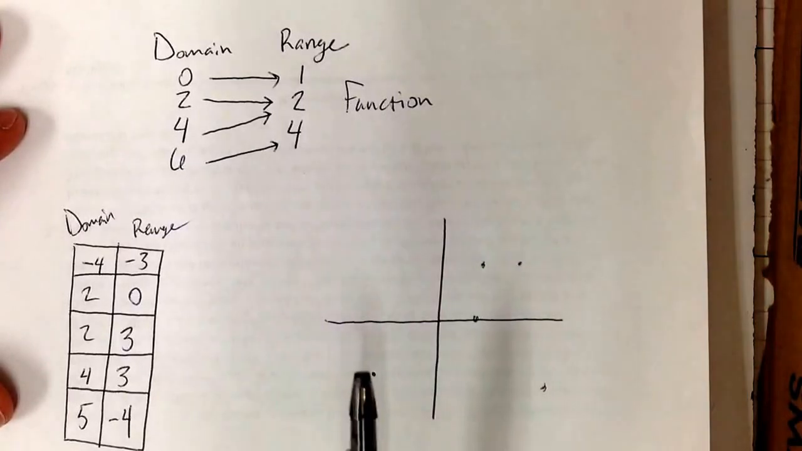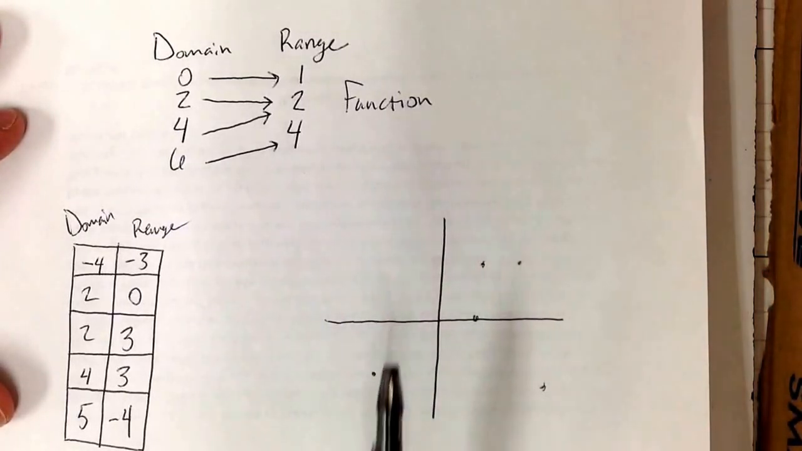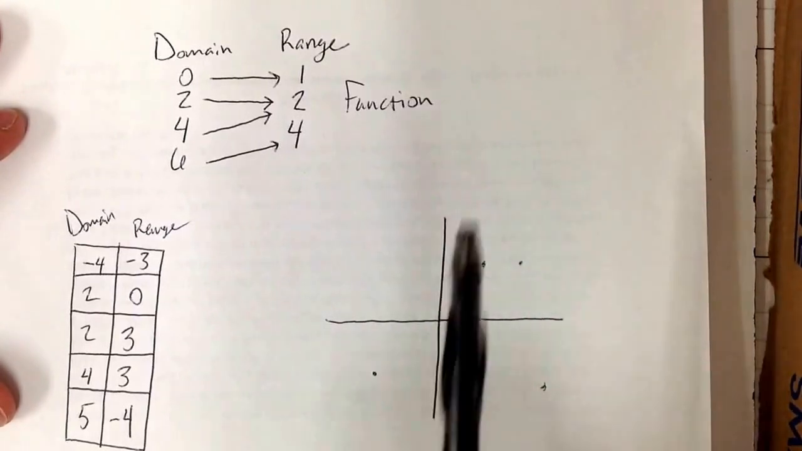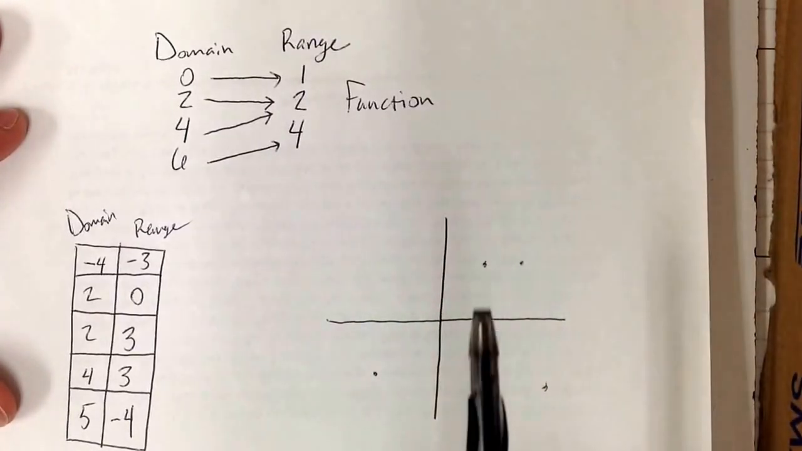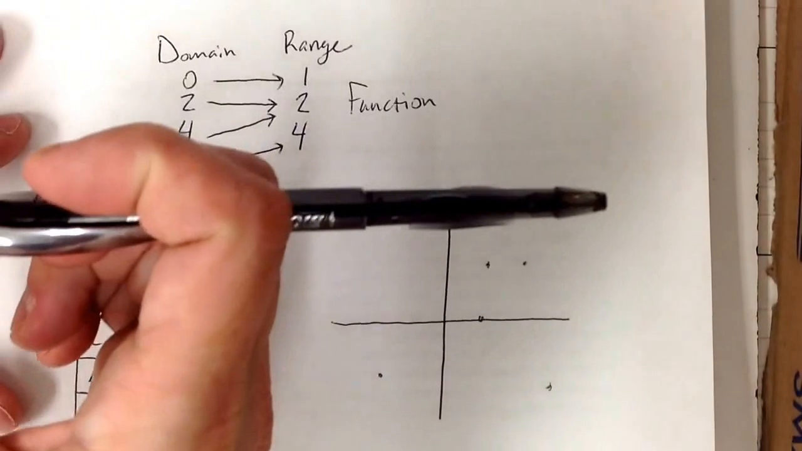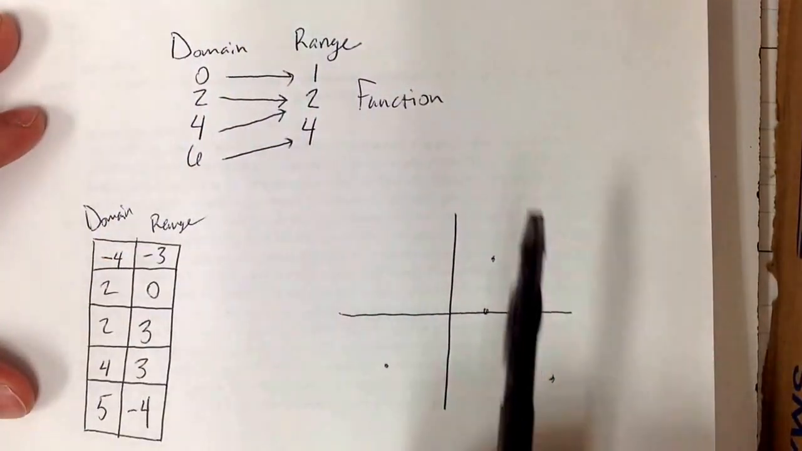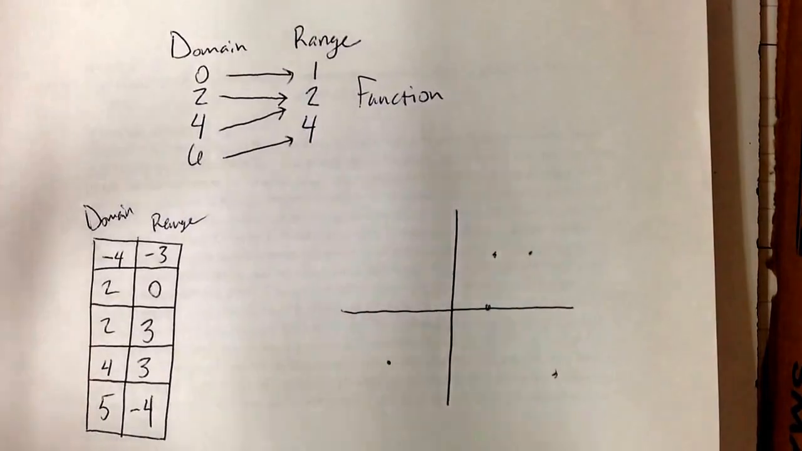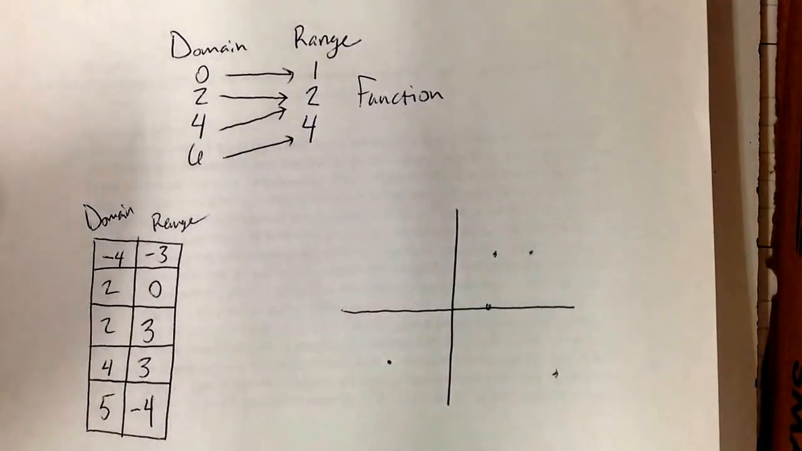Looking at these values, there's only one dot on this vertical line. On this vertical line, there's 2 dots. That means this is not a function. I can have 2 dots on the same horizontal line, but I cannot have 2 dots on the same vertical line. So those are my 2 different ways to determine if I have a function with domain and range.